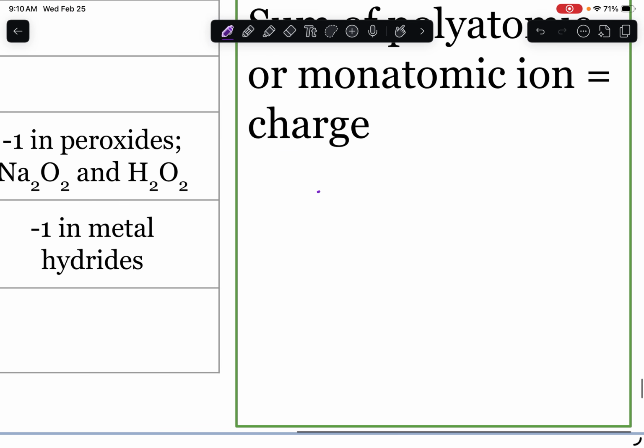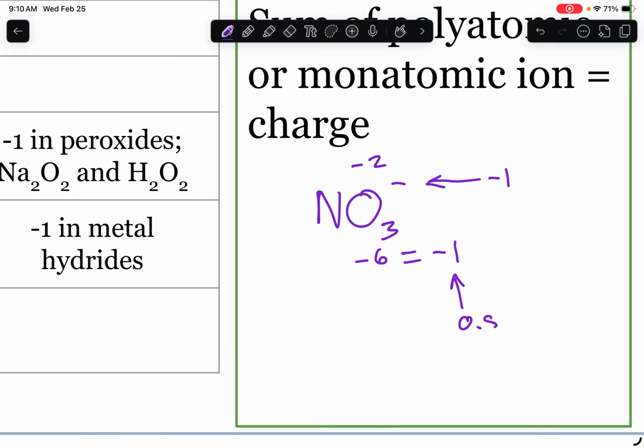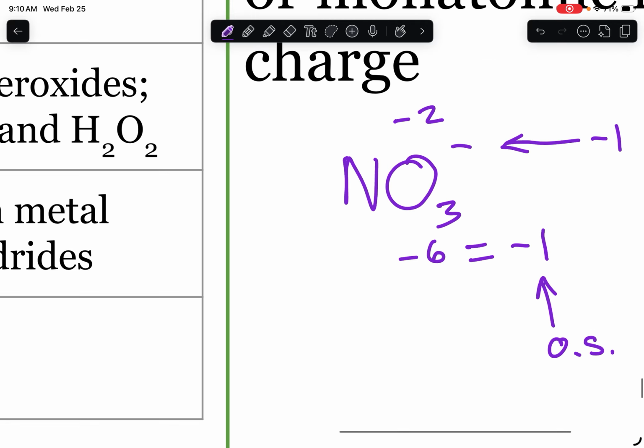So let's do an example here, like nitrate. Nitrate is NO3 and it has a 1- charge. Each oxygen is -2, so I put the oxidation state on top. The total from oxygen is -6 because there are 3 oxygens. The total between nitrogen and all 3 oxygens should equal -1 because the charge on nitrate is -1. Therefore, the total oxidation state, or OS, is -1. Nitrogen then better be +5.